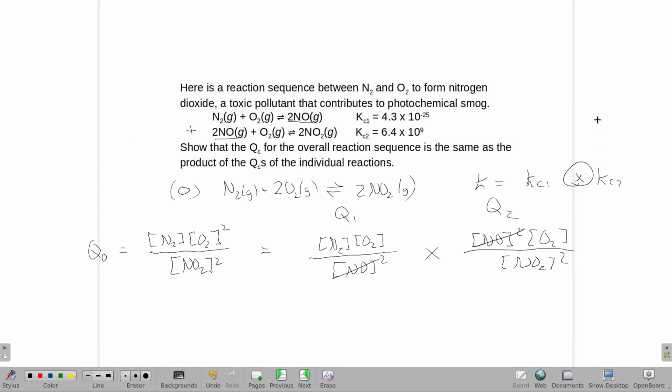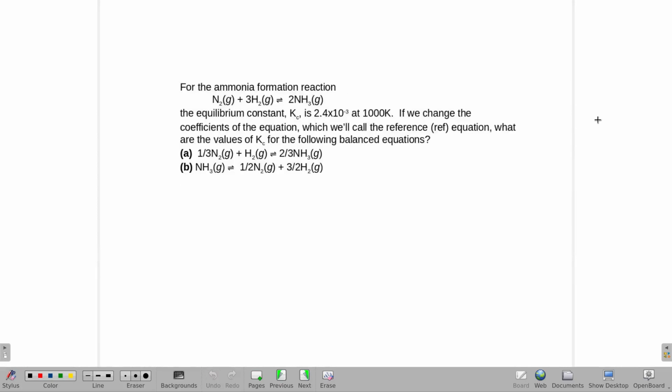And that always works. The Q's will just multiply together anytime you add equations. Alright. Some other manipulations we've sometimes done is I might have actually taken the original equation and changed coefficients or reversed it. Let's see how that affects the Q.